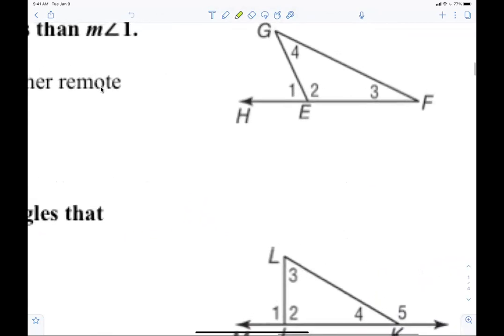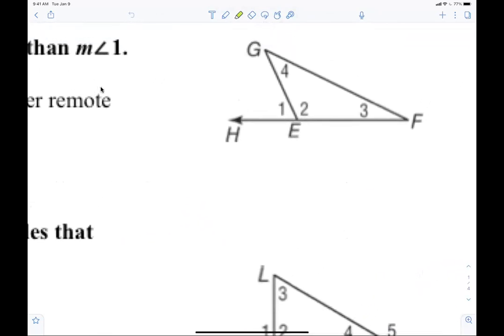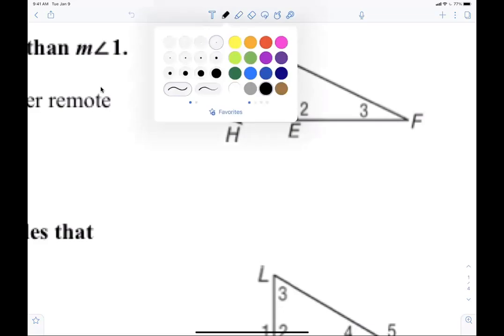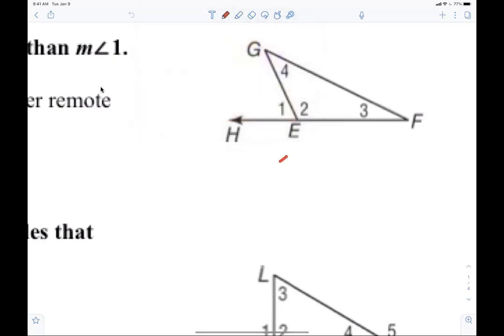First of all, let's go back to this picture right here. What does angle 1 equal? Exactly. That's how easy this is. We already know that angle 1 is equal to angle 4 plus angle 3. Everybody agree with that? All right, we proved that. That was an easy proof.